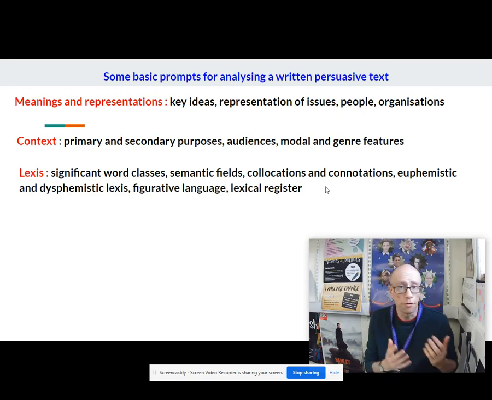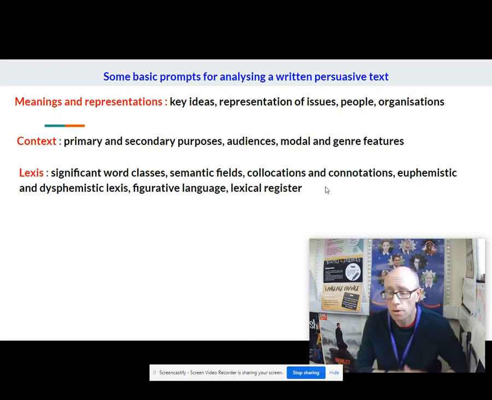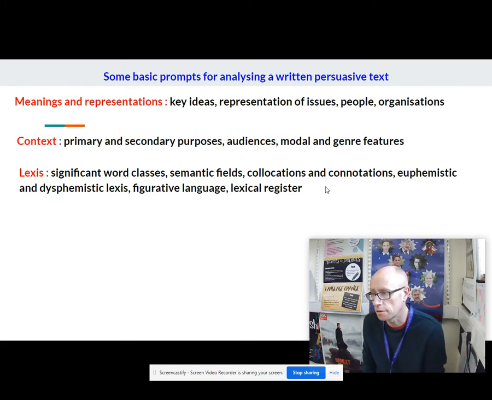There may be euphemistic, i.e. veiled, or dysphemistic, i.e. blunt uses of lexis. And it may well be that there are some non-literal figurative uses of language. So I'm talking about things like metaphor and personification and simile and imagery and all of those sorts of literary devices which journalists may well use in order to colour our response.